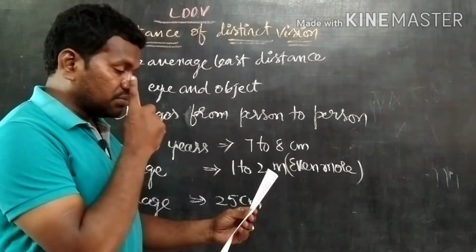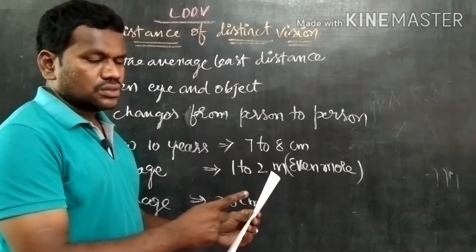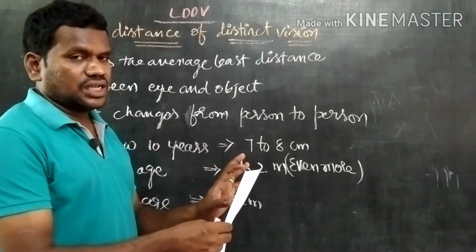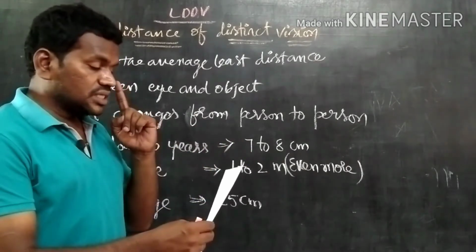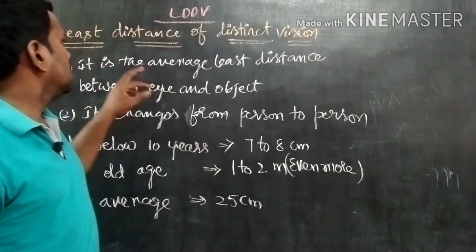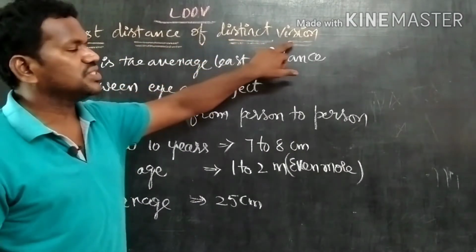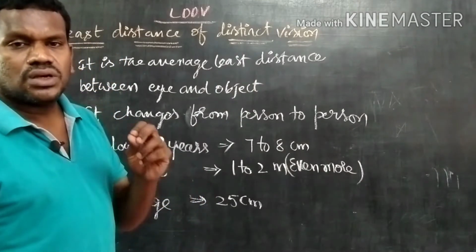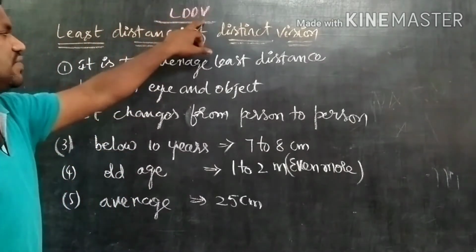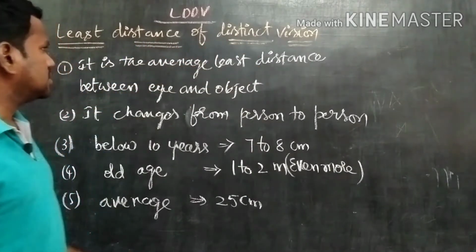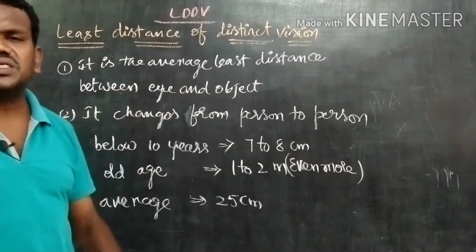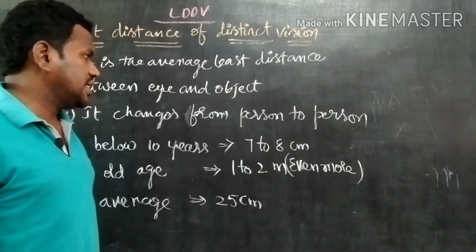If you measure the distance between my eye and the book, at a particular distance I am able to see that printed material in a comfortable manner. It means there is a minimum distance between the eye and the printed material. That minimum distance is called least distance of distinct vision. Distinct means we can see the images very clearly. The definition of LDDV: it is the average least distance between the eye and the object at which we can see the object comfortably and with accommodation.